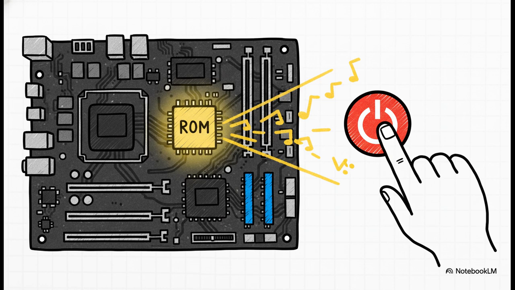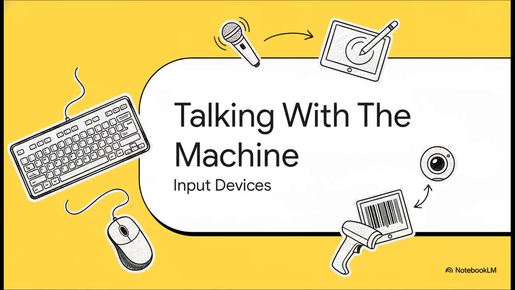This is a permanent, non-volatile chip that holds the computer's most basic, fundamental startup instructions, something called the BIOS. When you press that power button, the BIOS is the very first thing that runs. It's like the computer's wake-up call, telling it how to check its hardware and find the operating system to get everything started.